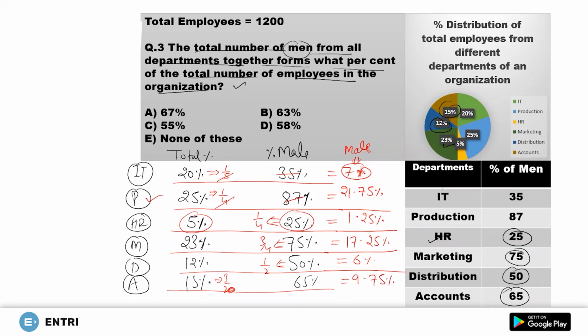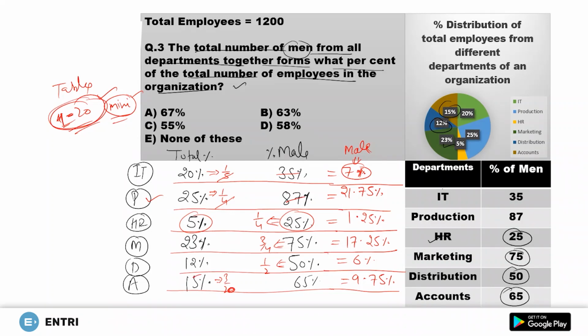So actually your calculation should be very fast. Okay. And you need to know the tables from 1 to 20, minimum. You need to know the tables, then your speed of calculation will be fast. Otherwise, if you don't remember these 1 to 20 tables, your speed will be slow.